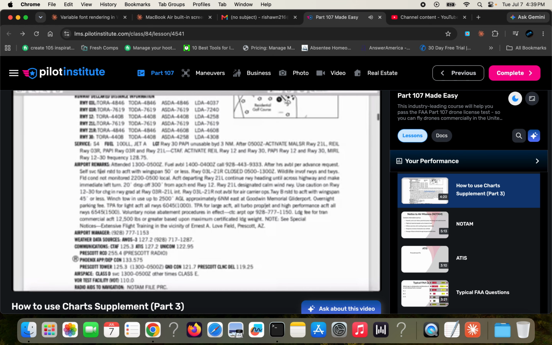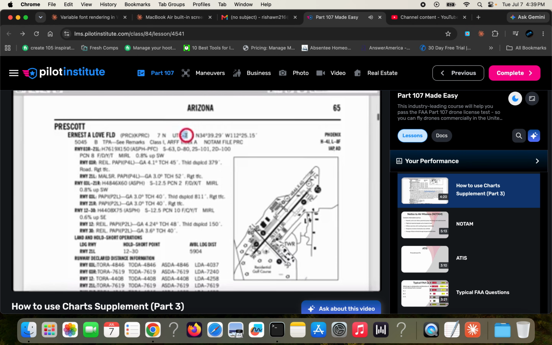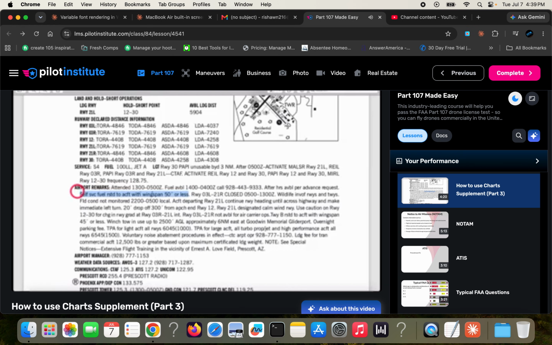There's airport remarks. This airport is attended from 1300 Zulu to 0500 Zulu. So if we want to find local time, we have to go back and subtract 7 hours from these numbers. So this starts at 6 a.m. and then goes all the way until 10 p.m. local. Runway 3 left, 21 right is closed from 0500 to 1300 Zulu, which means when the tower is not available.